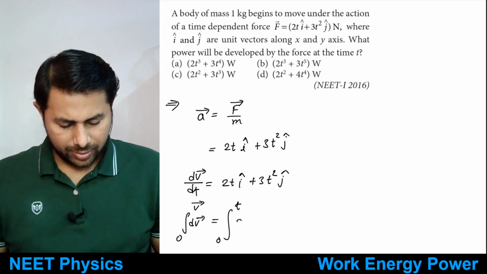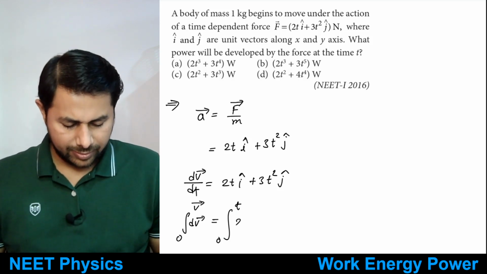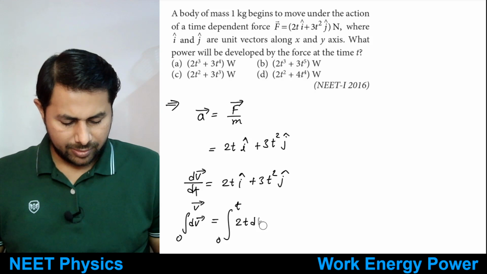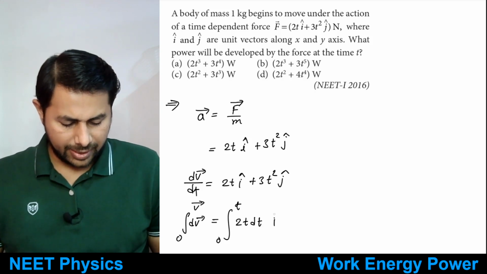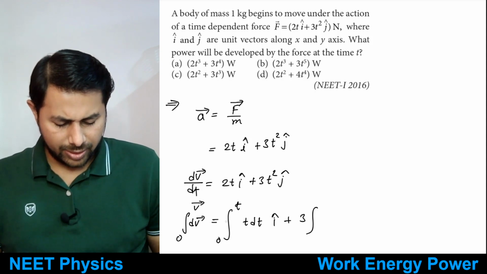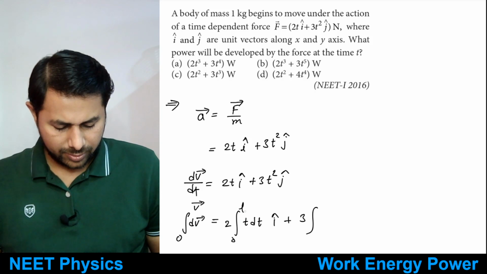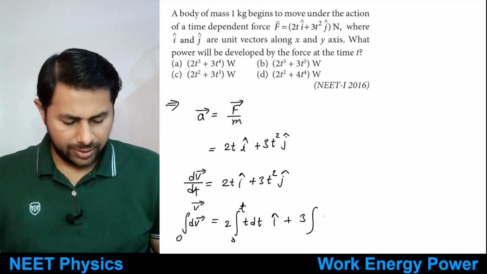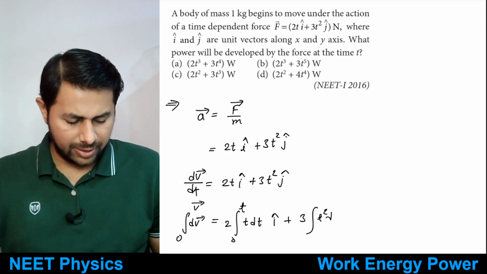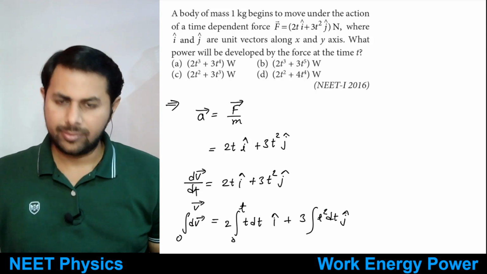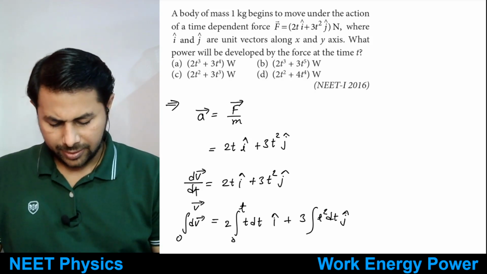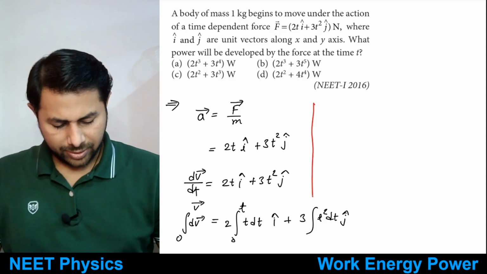Then 0 to t of 2t dt, but this thing is multiplied by i cap. Plus the 3 you can take outside, and here also the 2 you can move outside. So then 3 times t square dt multiplied by j cap. Just integrate this. We know what the integration of this is.